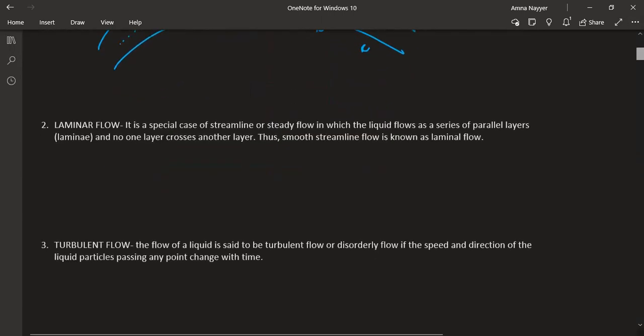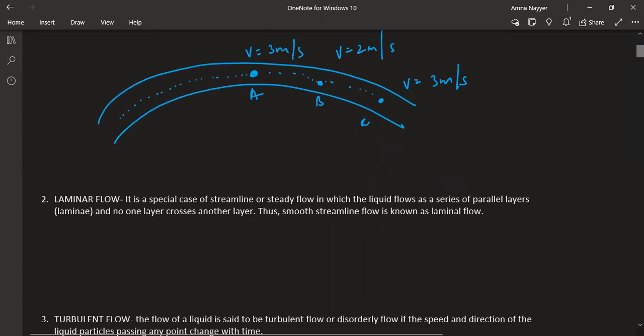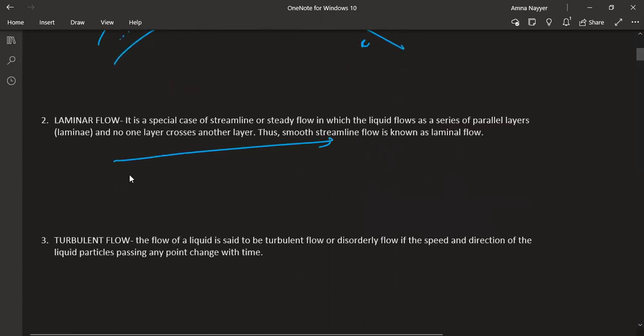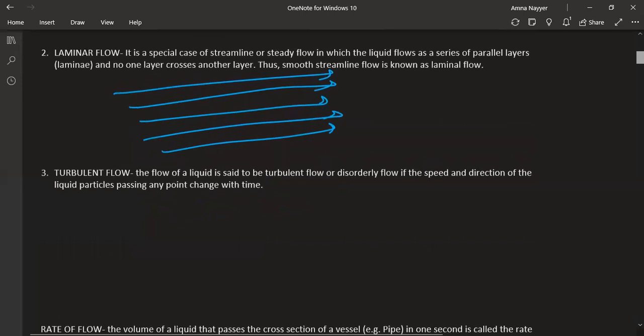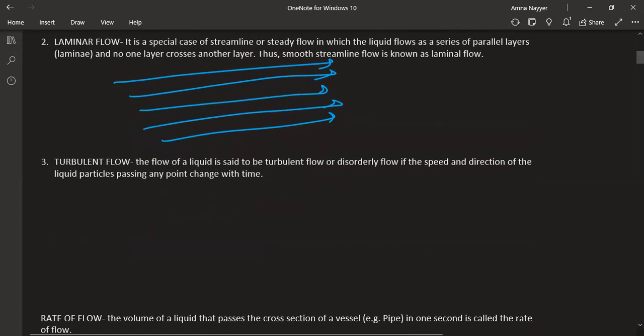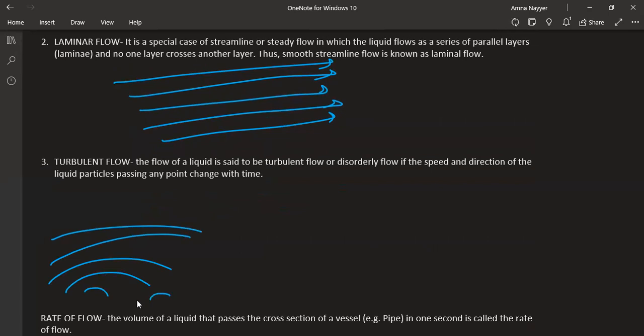All right. Then you have laminar flow. Laminar flow means liquid forms a series of parallel layers like this, where one layer cannot cross another layer. This is known as laminar flow. And the third type of flow is known as turbulent flow. Turbulent flow means disorderly flow, like this, where direction is changing and points are crossing.